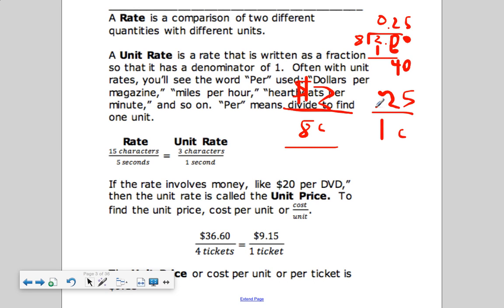And so that's unit rate and unit price. Unit price is dealing with money. Unit rate is just dealing without money.